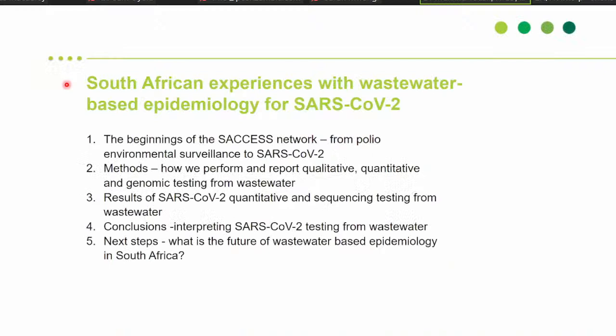So the outline for this presentation is going to be 5 points. The first one is the beginning of the Sussex Network from polio environmental surveillance to SARS-CoV-2, and then talking about the methods, how we perform and report qualitative, quantitative, and genomic testing for wastewater, and then the results of SARS-CoV-2 quantification and sequencing, and then conclusion, how can we interpret these test results, and finally, the future for wastewater-based epidemiology in South Africa.